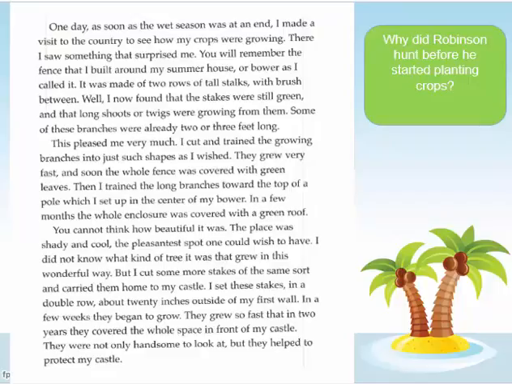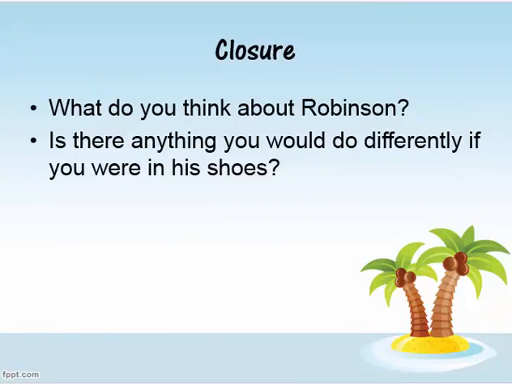So why do you think it was that Robinson decided to hunt before he started planting these crops? What was his plan there as he was trying to plan maybe for those poorer weather months? What was he trying to do? So think about what we have read so far, what we know so far about Robinson Crusoe. What do you think about him? What is he like? What words or traits would you use to describe him as a character? And is there anything that you would do differently if you were in his shoes? Give that some thought.